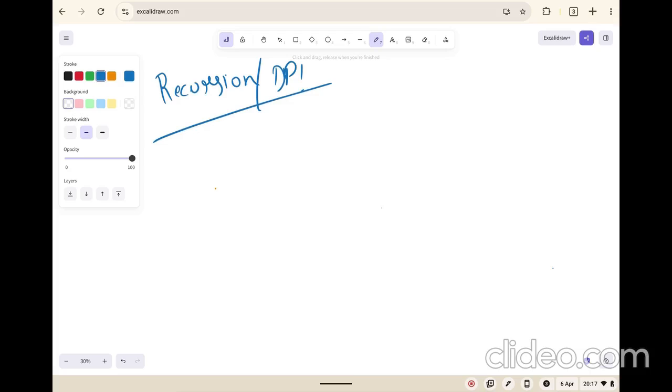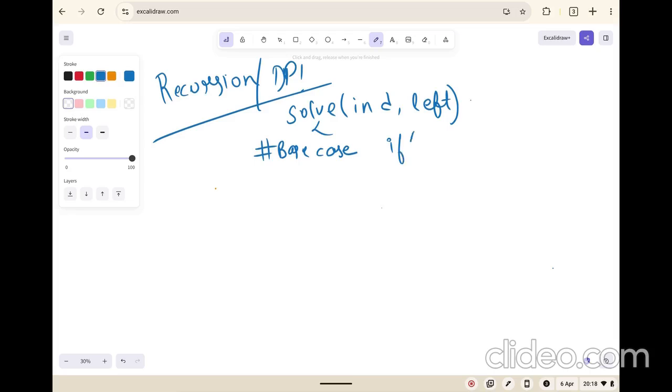I will show how recursive solutions can be written for this. So let's say my solve function will have index, and left, which means how many more elements we need to make peak. So these two are the parameters. Now let's make the base case. Base case is simple: if my left is equal to 0, meaning I don't have any element left, return 0. This is the first and the most important base case. I do have one more base case, so I will leave the place for that.